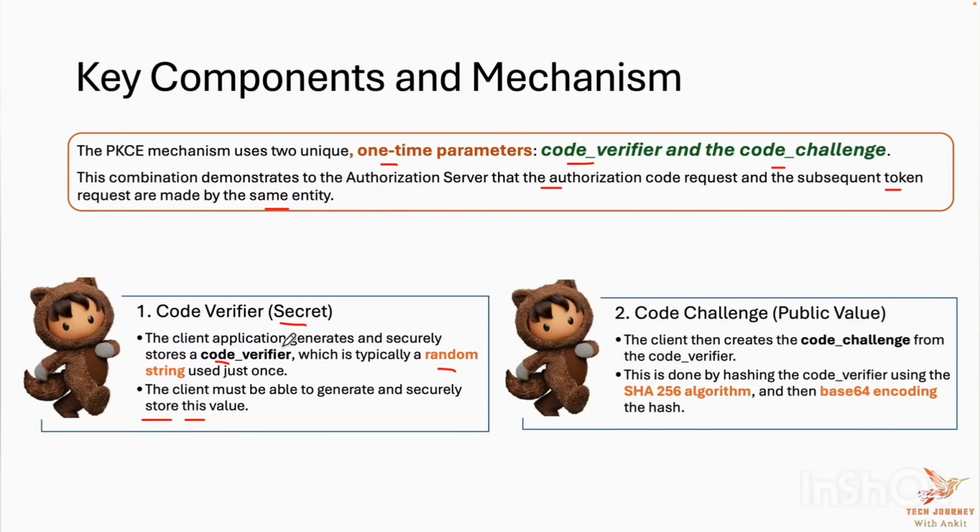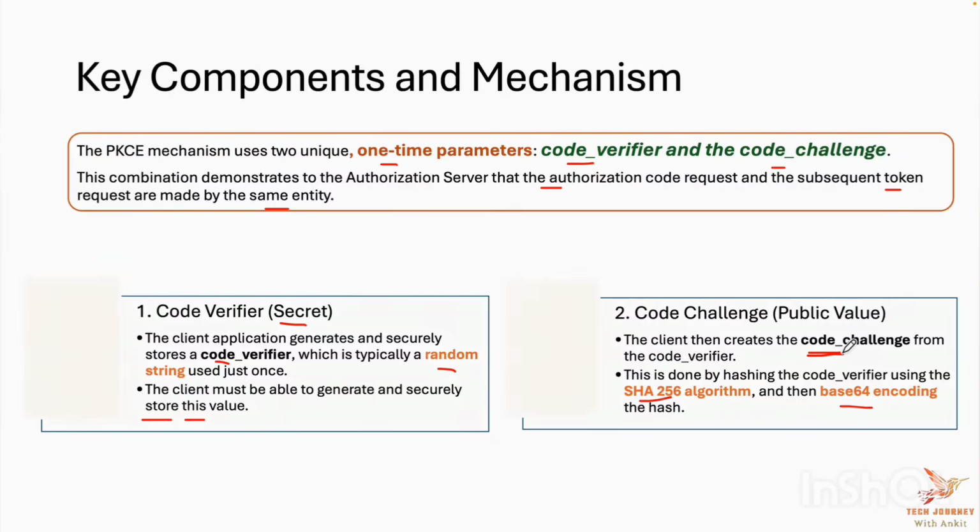Now, once the secret key has been generated, the client should generate the code challenge based on it. On top of the code verifier, the client will apply the SHA-256 algorithm and then Base64 encoding to generate the code challenge. So these are the two things that the client should have, where the code verifier is a kind of secret key and the code challenge is more like a public key. Public key means this is the key that can be used while sharing the request. Now let's try to understand the PKCE flow step by step.